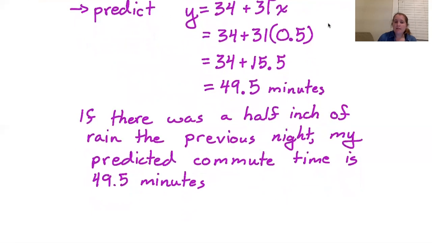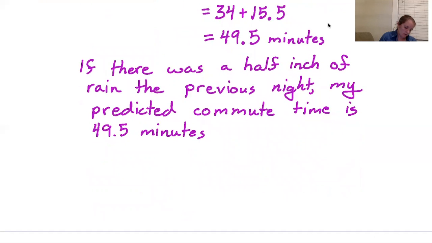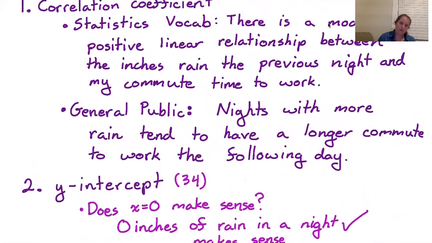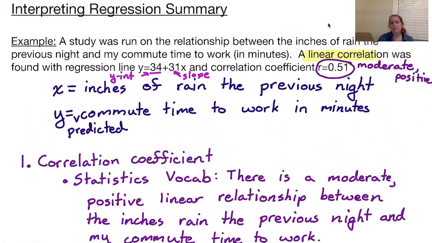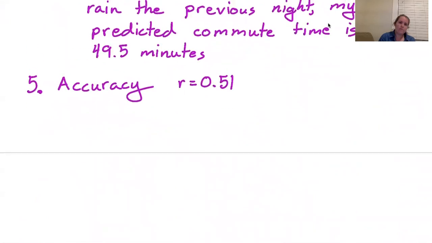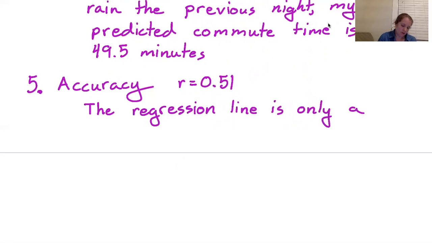And then I realized I never commented on the accuracy. So for our accuracy, our correlation coefficient was r equals 0.51, if I remember correctly. Yes. So a correlation coefficient of 0.51, this is on the low end of the moderate. So this linear model is only a somewhat accurate predictor. So the regression line is only a somewhat accurate predictor.